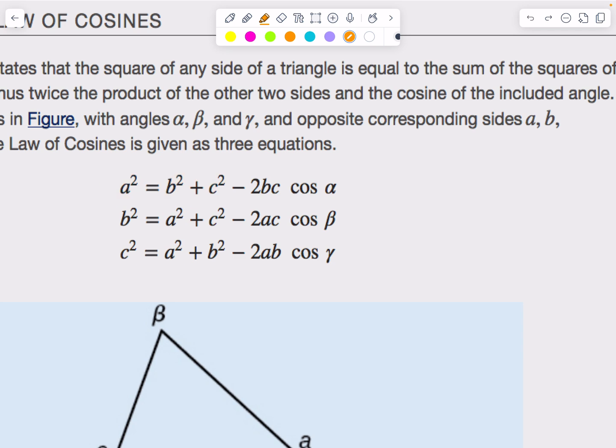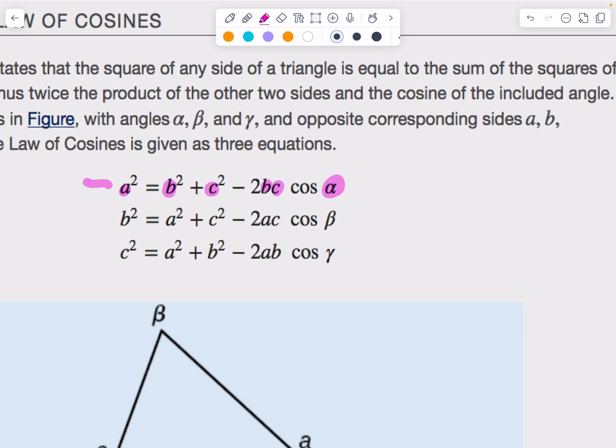So I want you to notice a couple things that may help you memorize. I'm trying to find a. So the Pythagorean theorem includes the other two, b and c. Then the worst part to memorize is minus 2 times those same variables, 2bc, so it's the two variables, and then cosine of the angle corresponding to this side.